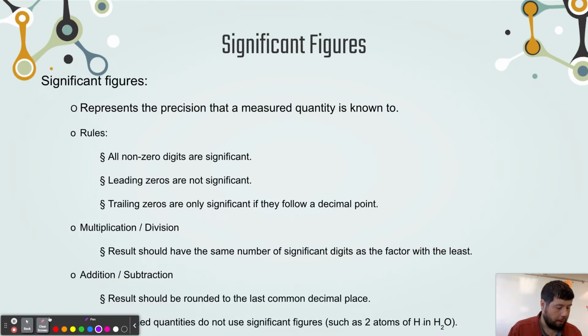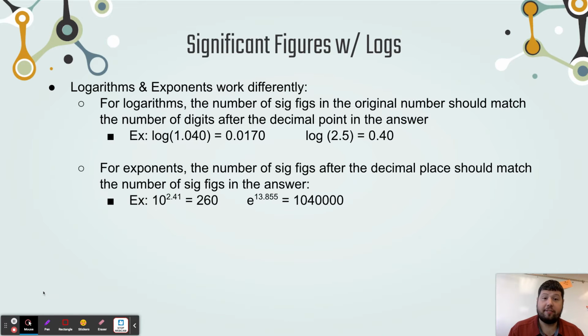Now there is one more kind of odd significant figure rule, and it's the rule that you deal with when you deal with logarithms and exponents. You want to be familiar with logs and exponents, and if you have any questions about those, come let me know. For logarithms, the rule is that the number of sig figs in the original number should match the number of digits after the decimal point in the answer.